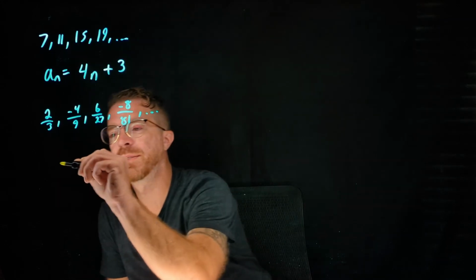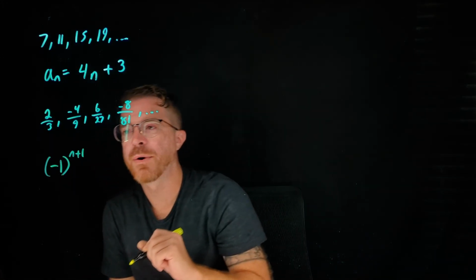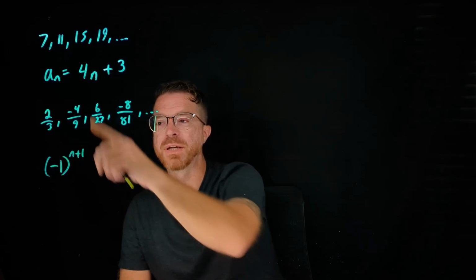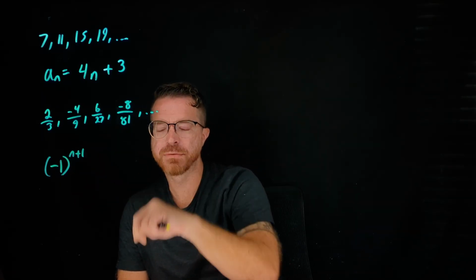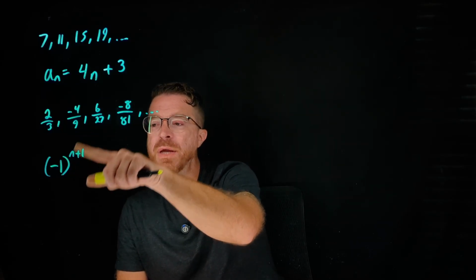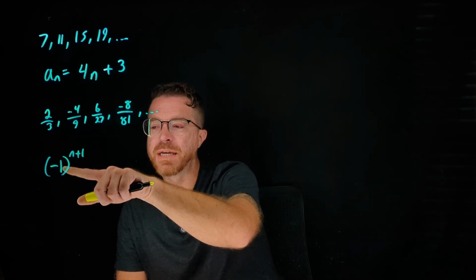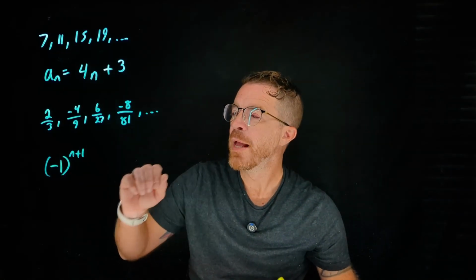So I'm going to start with this. So negative 1 to the n plus 1 power. So basically what's going to happen then is if I plug in 1, I get negative 1 to the second power, which means that this will be positive 1. If I plug in 2, this is going to give me negative 1 to the third power, which means it would be a negative 1. So okay, that part looks pretty good.